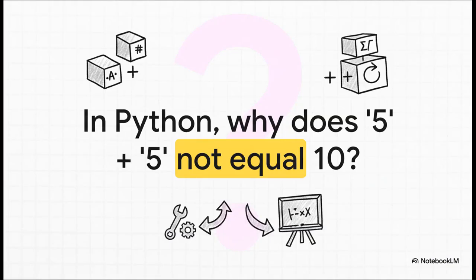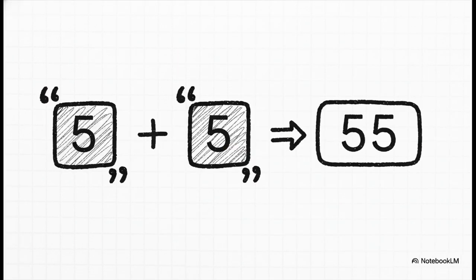So look at this question. In normal math, 5 plus 5 is 10, obviously. But in Python, if you write it like this with the quotes, the answer is not 10. Figuring out why is the key to this entire lesson. The answer you get is 55. Now, why on earth would that happen?